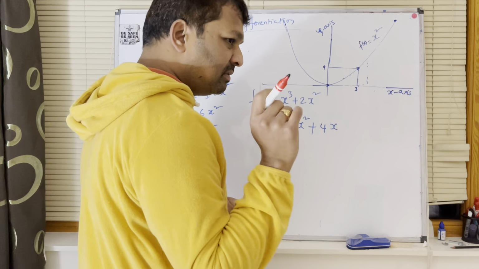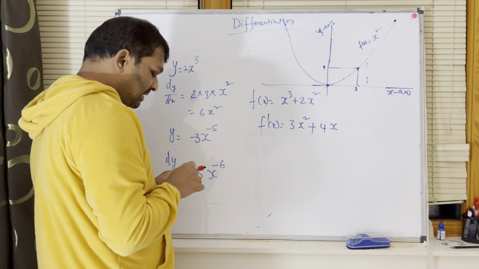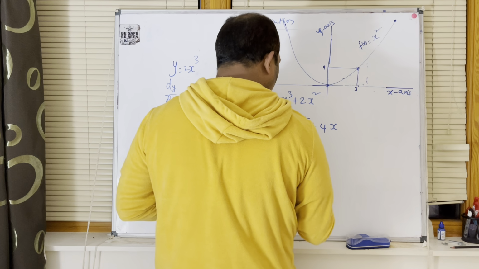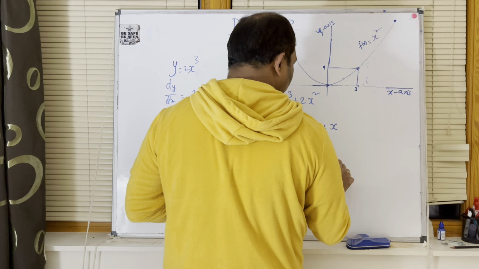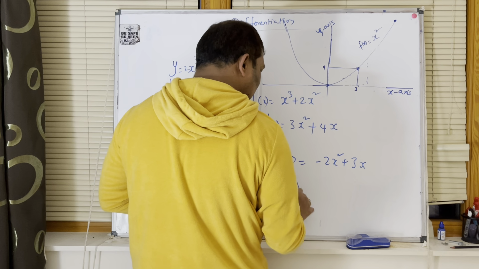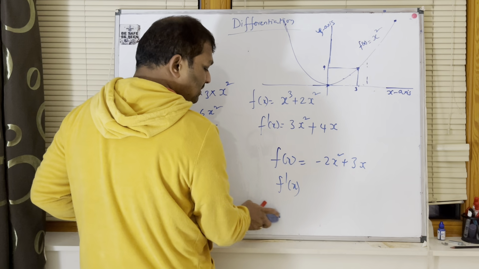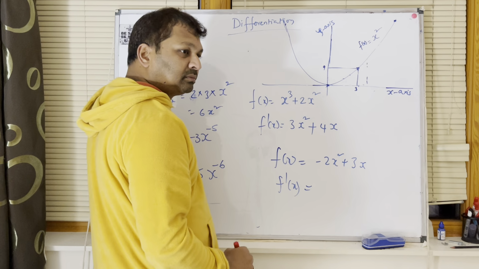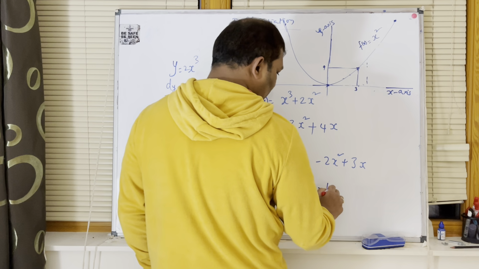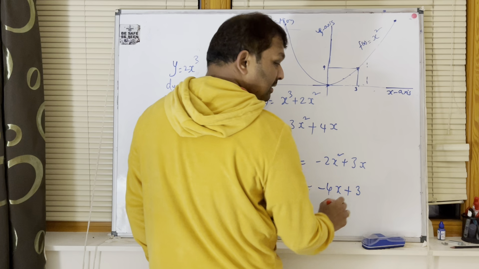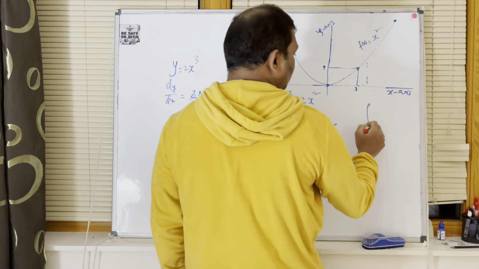I think you got it very nicely, deep into your mind. So let's do it. f of x is equal to minus 2x squared plus 3x. Let's find f dash x. What is f dash x? It's the differentiation of f of x with respect to x. Minus 4x plus 3. Super. Alright.